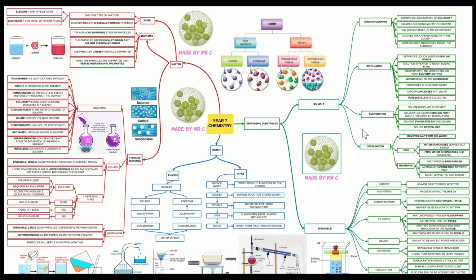When we're going to separate insoluble substances, we can use gravity, magnetism, centrifugation, filtering, sieving, decanting, and flocculation. Gravity just uses gravity, and therefore the heavier objects sink to the bottom. Magnetism works upon the principle of magnetism, of course. Magnetism uses a magnet to attract magnetic elements, and the only magnetic elements are iron, nickel, and cobalt.